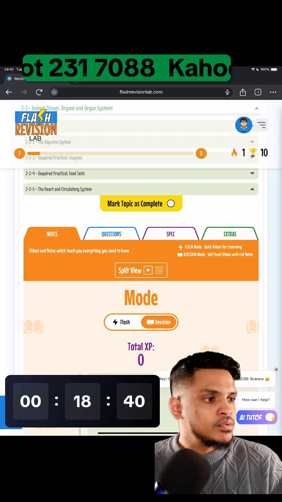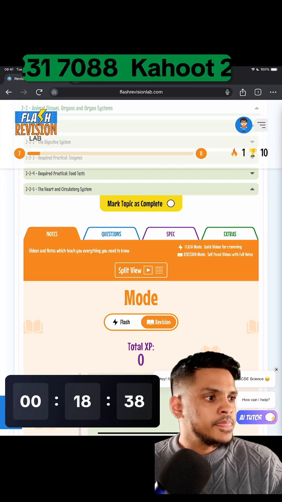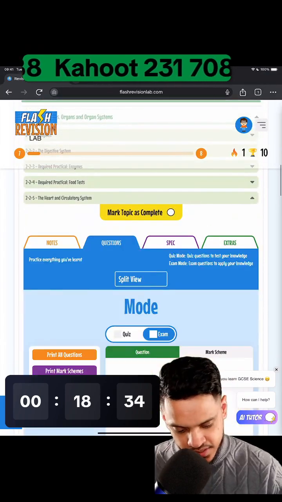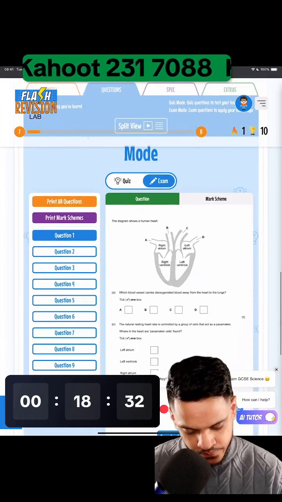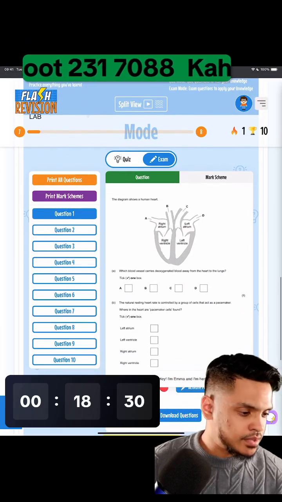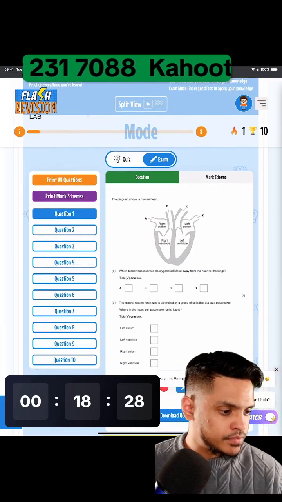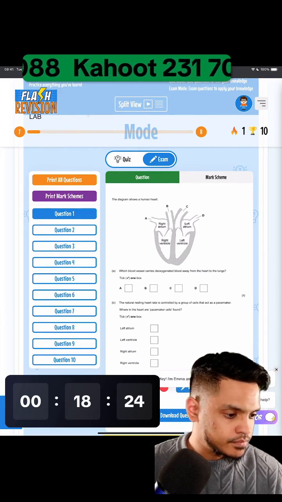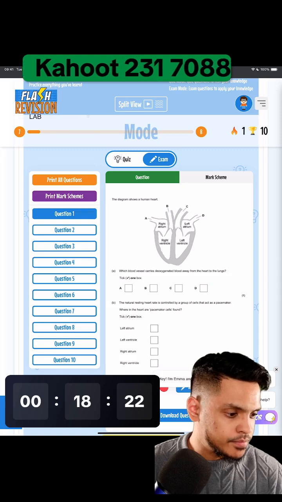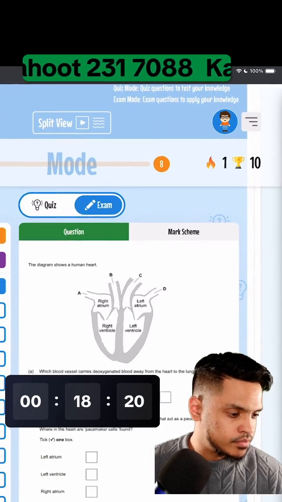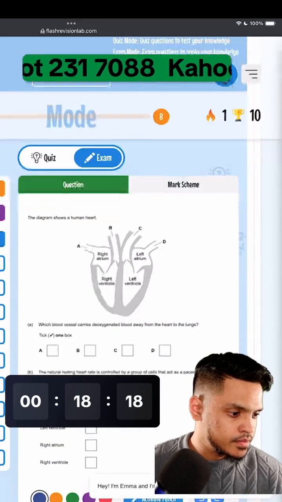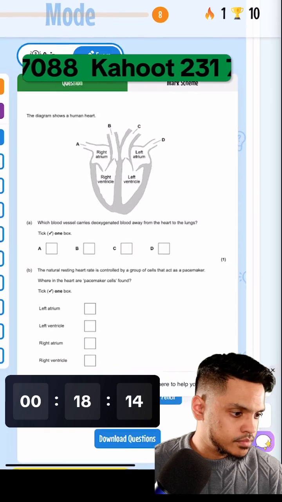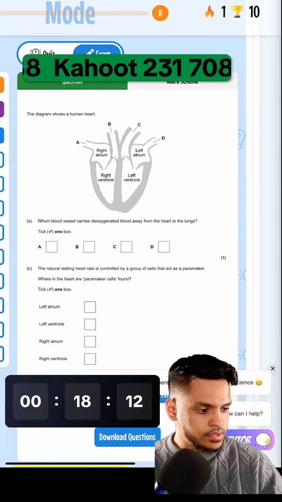Okay, no worries. So the heart and circulatory system. Let's see what type of questions we can get here. So here we got the structure of the heart. Let me make that a bit bigger for everyone so we can see. We've got 3 people who've joined the Kahoot already. Okay, I think everyone can see that.